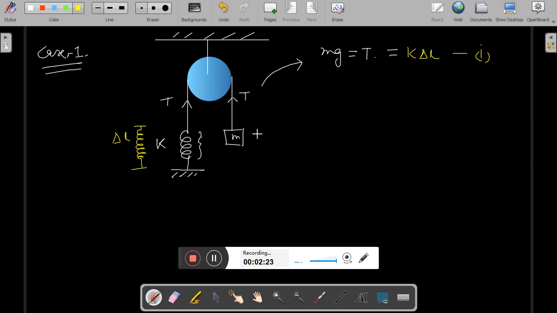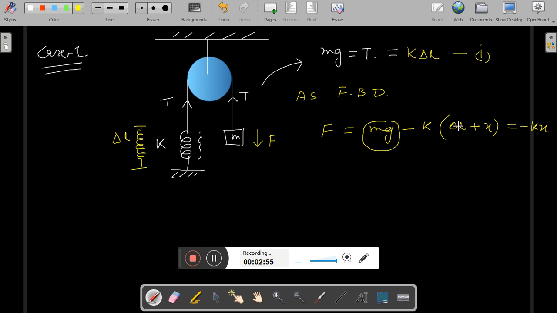Now what will happen if we push that particular block with an external force F? As per the free body diagram of this block, F is equal to mg minus K into (delta L plus X), and that will be equal to minus Kx, because as we know, mg and K into delta L are the same. So mg minus K into delta L minus K into X, the first two get struck out, so ultimately it becomes minus K into X. So this is the scenario of the first block.